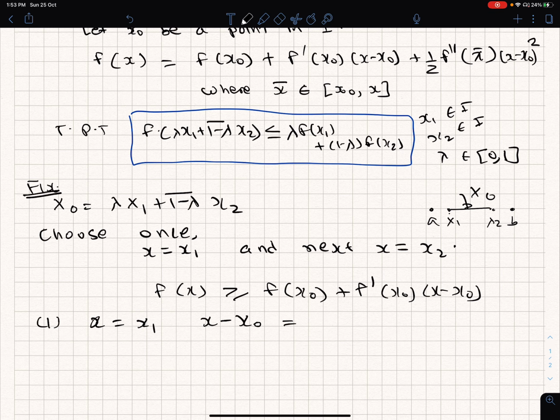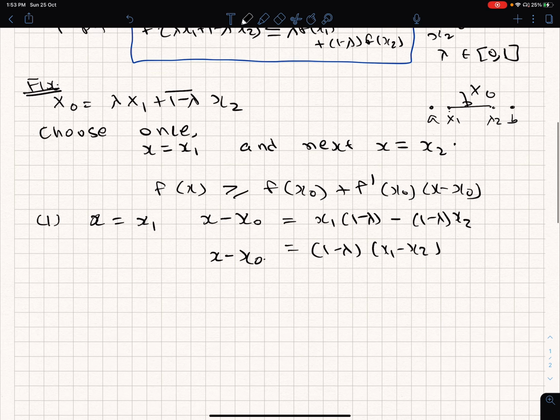So x minus x naught is x1 minus this term. So therefore it is x1 into 1 minus lambda, minus 1 minus lambda into x2, which is the same as 1 minus lambda into x1 minus x2. So this is what I get from the first choice.